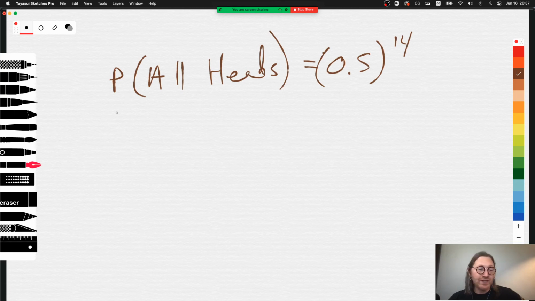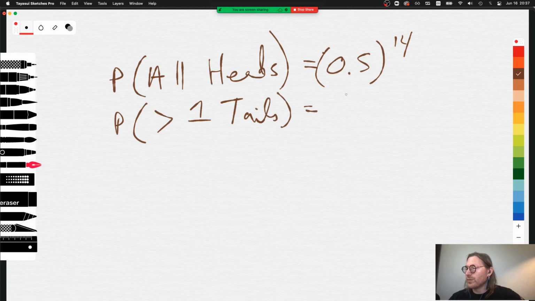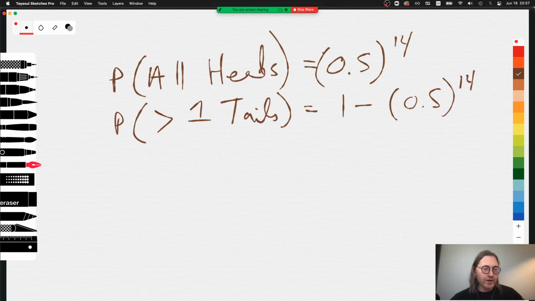The probability of at least one tail is going to be 1 minus 0.5 to the 14th. So those are easy. They're basic probability, or the probability of a specific sequence of heads and tails. That's pretty easy. It's just going to be 0.5 to the 14th power. We can figure that out without needing much more than what we've got here.